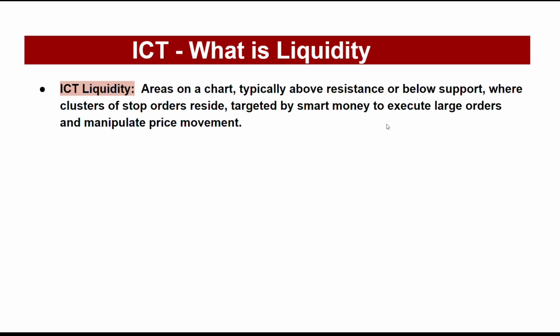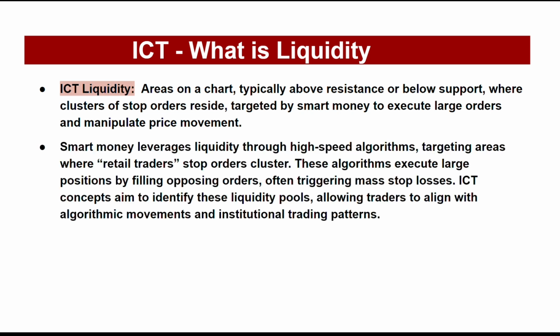So what is liquidity? In ICT, liquidity is areas on a chart, typically above resistance or below support, where clusters of stop orders reside, targeted by smart money to execute large orders and manipulate price movement. Smart money needs to exit their trades, and they find exits or entries where there's liquidity, because they can't just get a good fill on any price. They need a price where it is balanced and they can enter their full orders.